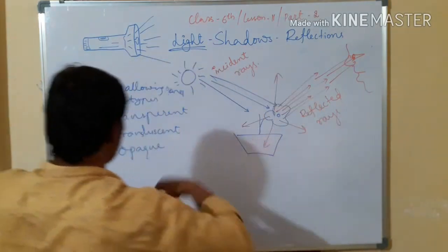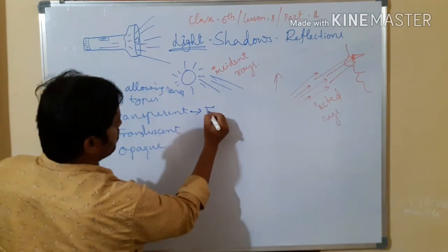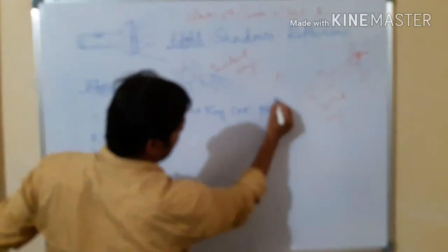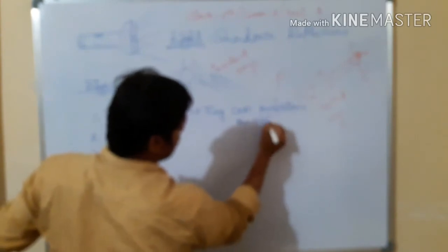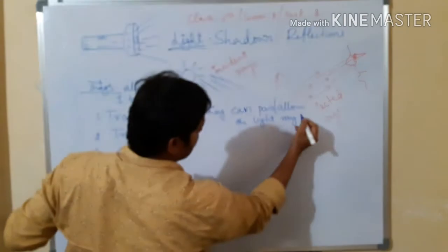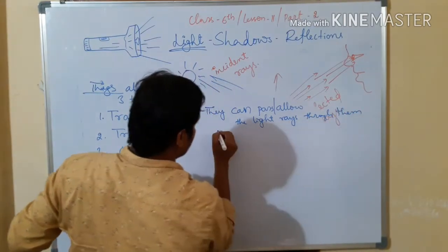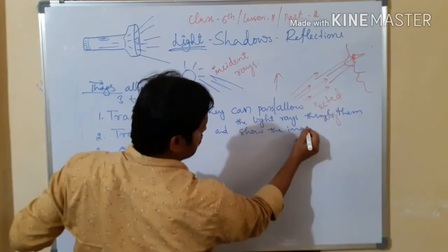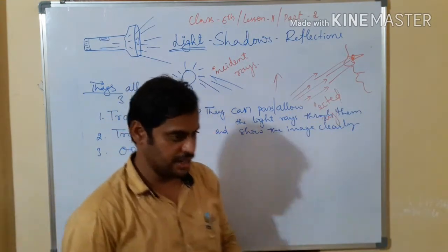What are transparent materials? Say, very good. They can pass or allow the light rays through them and show the image clearly. They can show the image clearly.